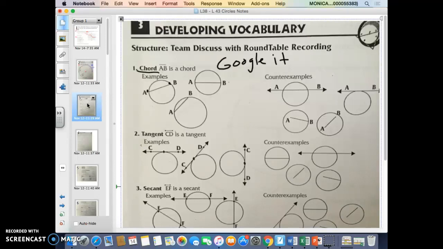Okay, so you can also just take these words and Google it to get your definitions. But you're going to go ahead and make a definition for all the words that are on this page. So a good definition for a chord would be a line segment with endpoints on the circle.